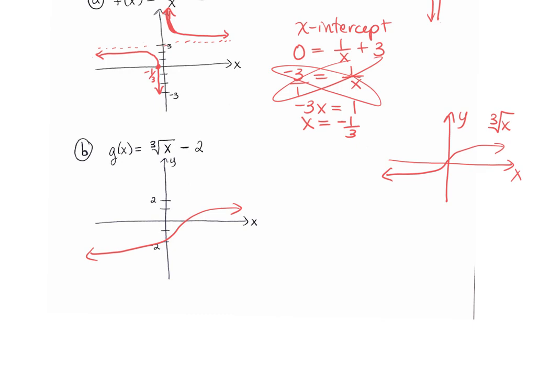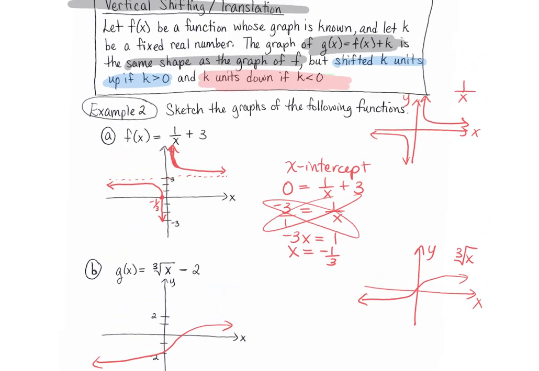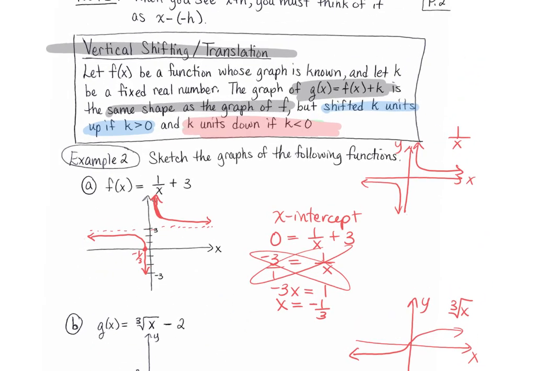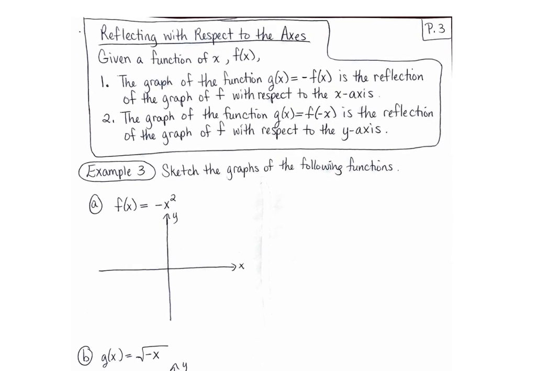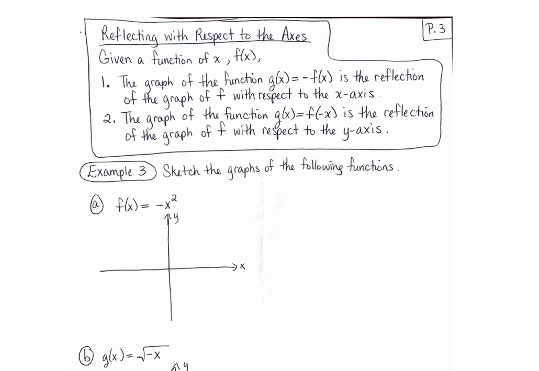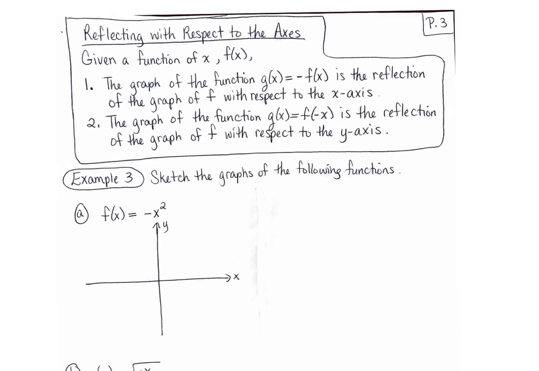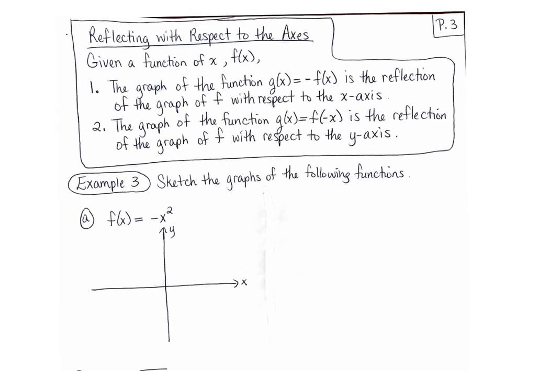Let's go back. So if you have a horizontal shift, all right. Now let's talk about reflecting with respect to the axes. We have reflections. Okay, these are important as well. So far you have how many boxes? 3. Make sure you go over them daily and make sure you know them. Okay, so reflecting with respect to the axes.